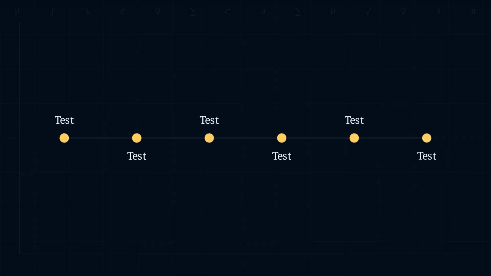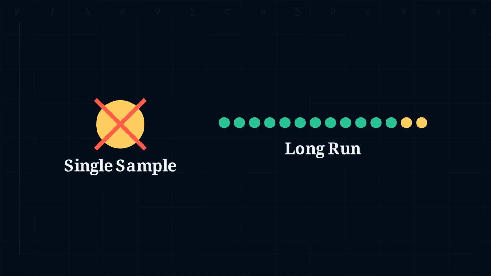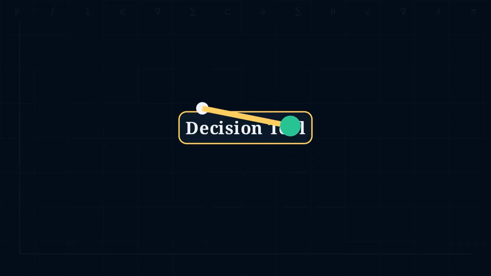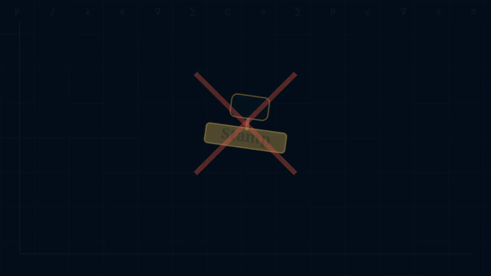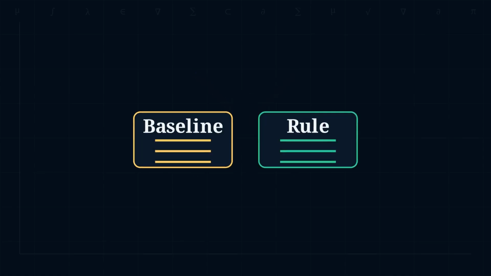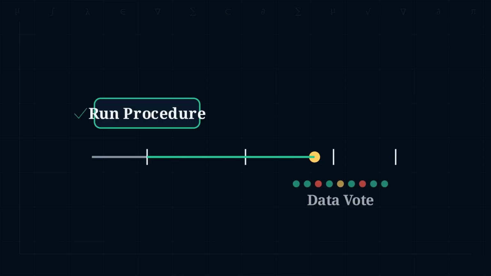The single shift to keep is this. Hypothesis testing is about the behavior of a procedure under repeated use, not about certifying truth from a single sample. Treat the test as a decision tool with an advertised long-run error rate, not a confirmation stamp. Write the baseline, write the rule, run the procedure as written, and let the data vote under that contract.